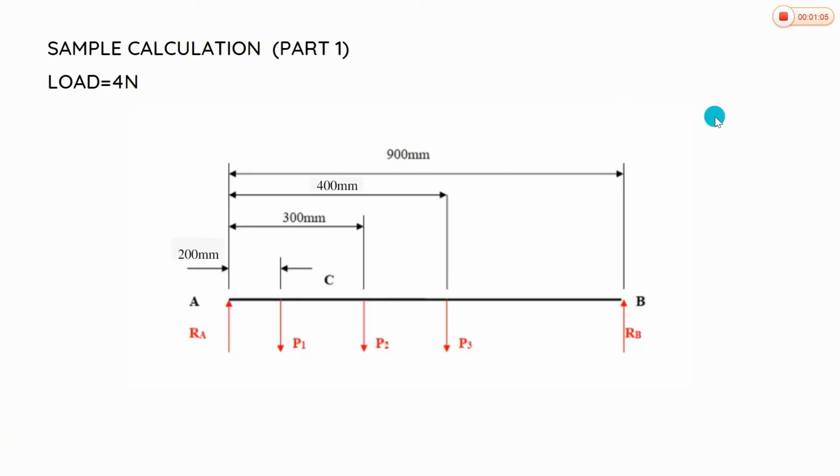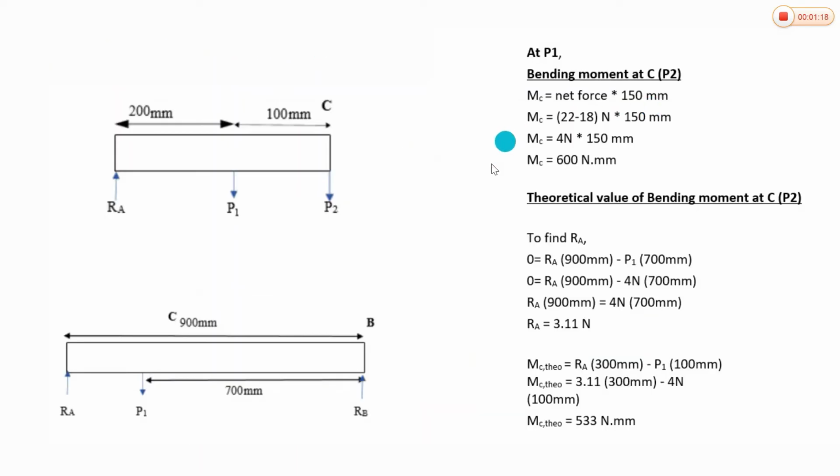So, sample calculation for part 1. The sample load is equal to 4 Newton. These are the distances that we are using for part 1. To calculate the bending moment, the equation is net force times 150 millimeters. So we get 600 Newton millimeter here.